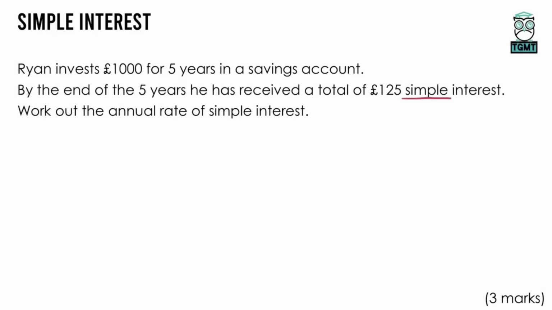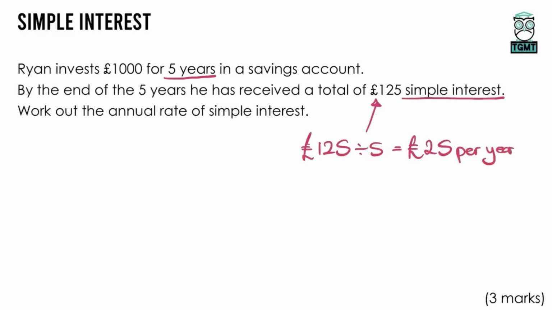So if something is simple interest and it's 5 years, it means that this amount of interest here is just 5 times each amount he got each year. So I can just do 125 divided by 5, and that comes out as £25. So each year, and I can put per year after that, he got £25.